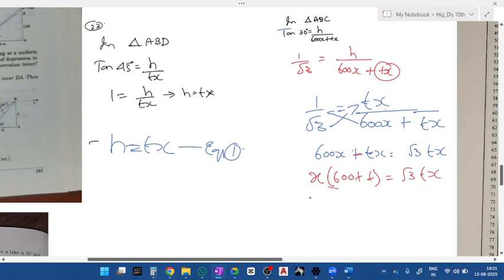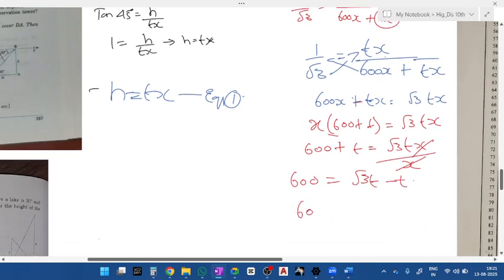Divide this by x, 600 and t, which will get cancelled. T and t cancel and shift t to the other side. 600 is equal to root 3 t minus t. Again, what is common to them? T is common. If I take t, what do I get? Root 3 minus 1. So if you want to find t, 600 divided by root 3 minus 1.